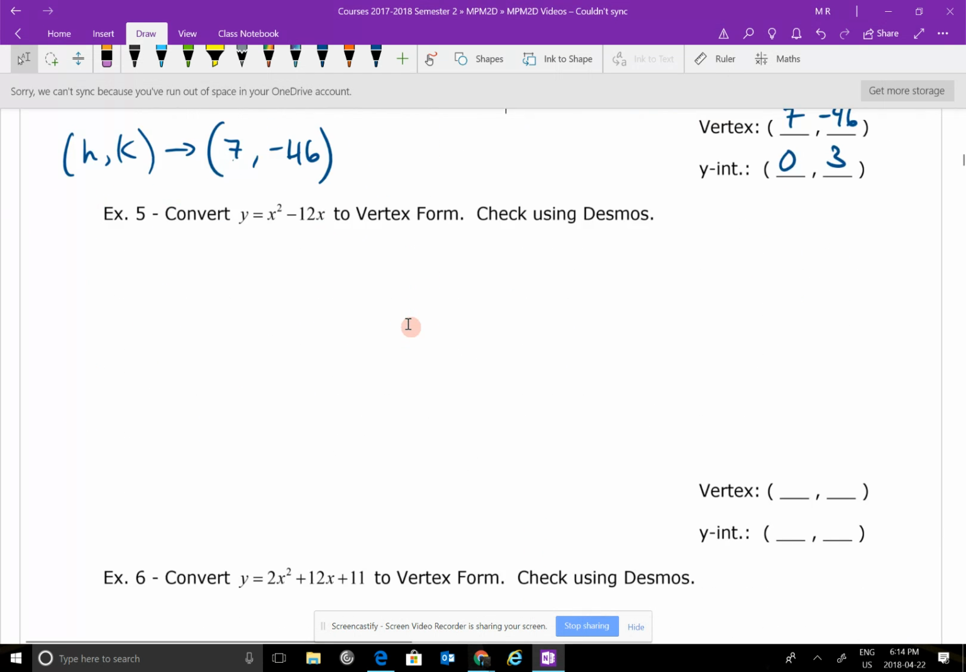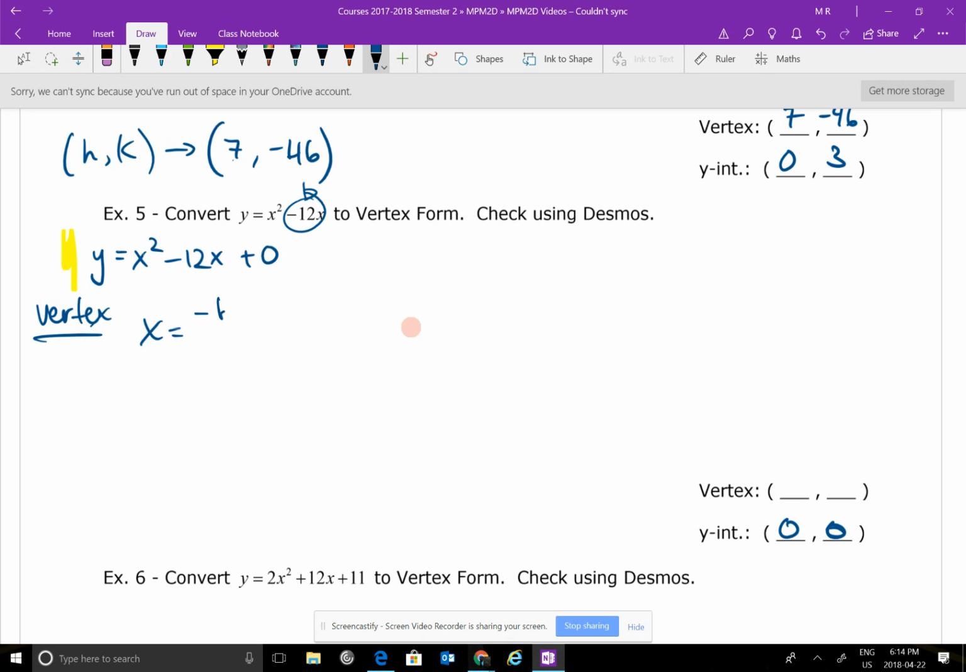Okay, so let's try another one. Let's convert x squared minus 12x to vertex form. So this is just like standard form. So we're going to say here y equals x squared minus 12x plus 0. C is 0, so my y-intercept is going to be 0, 0. My b value is negative 12. So if I were to find the vertex, well, I'm looking for the x coordinate. So negative b over 2a, which would be negative of negative 12 over 2 times 1.